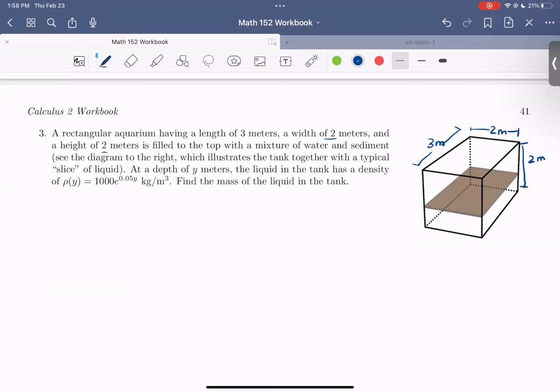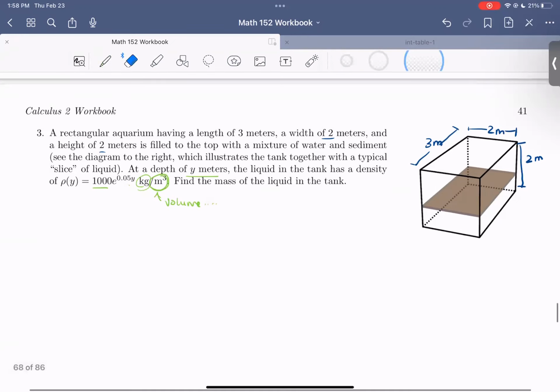Okay, at a depth of y meters, the liquid in the tank has a density of rho of y equals 1,000 e to the 0.05 y kilograms per meter cubed. So this is a volume. So that's going to signal to us too that the slices we take, we need to take 3-dimensional slices, or slices that have volume, not just area or length. Our goal is to find the mass of the entire liquid. So let's go ahead and look at what a slice of this water sediment would look like.